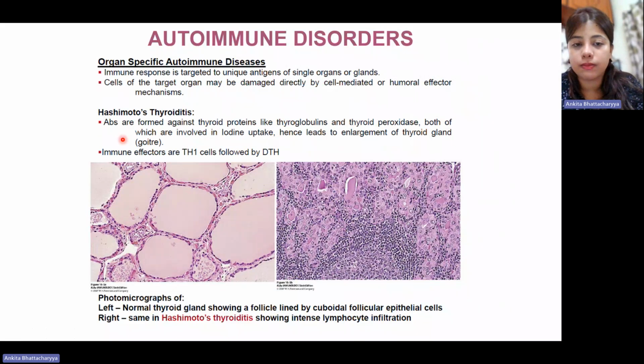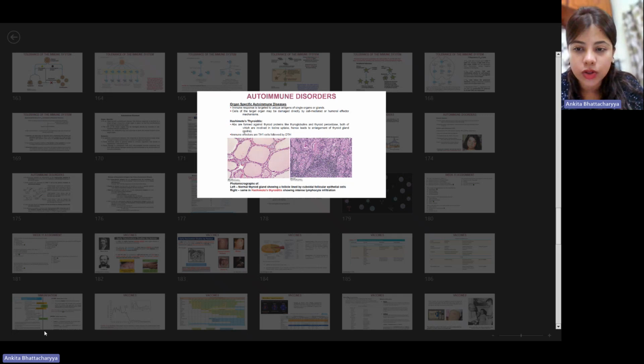Just to quickly make the distinction between the two. Hashimoto's thyroiditis is a different condition. Your antibodies are being formed against thyroid proteins like thyroglobulin and thyroid peroxidase, etc. And these are leading to the infiltration by all these lymphocytes, or basically by the immune system, into the thyroid gland. And you can see that by the H&E stained images as well. So that's about it, going back to the questions.